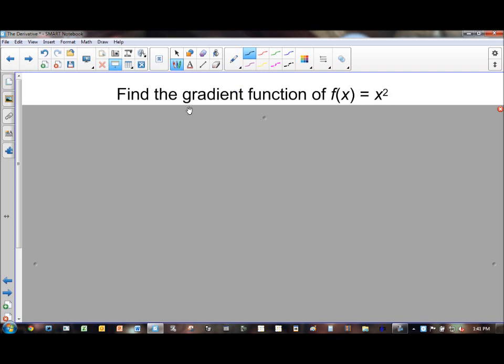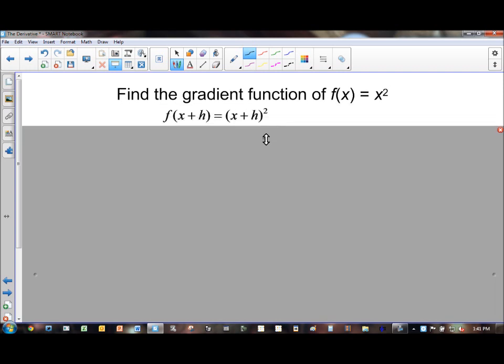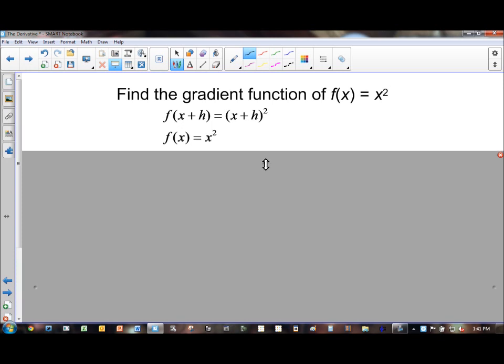The first one I'm going to do is find the gradient function of f of x equals x squared. And I'm just going to use that same thing I did before. First of all, I'm going to figure out what f of x plus h is so I can plug it in, and what f of x is.